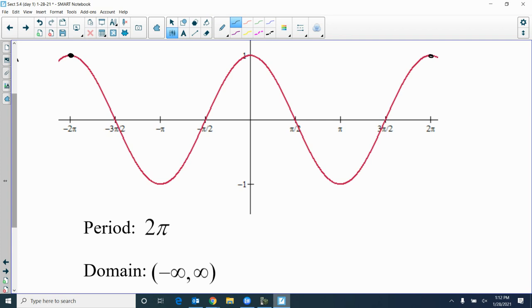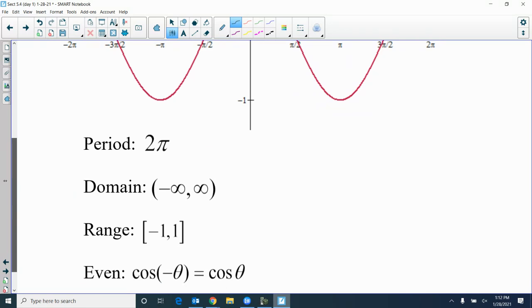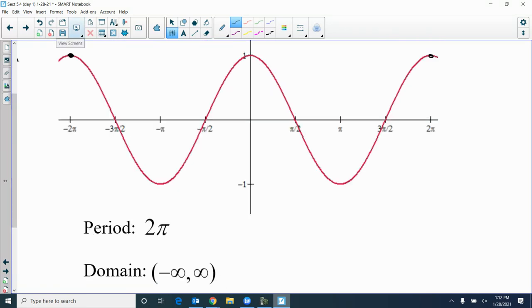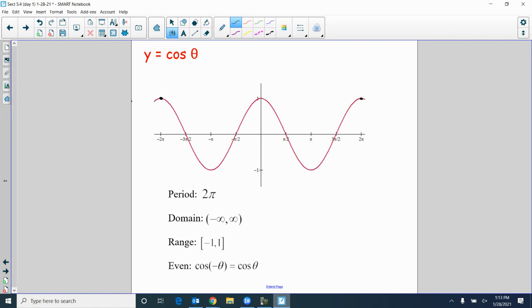So you got your period, 2 pi, domain, negative infinity to infinity. And it's going to be an even function. If you take a look at the cosine of the negative angle, it's going to be the same as the cosine of the angle.